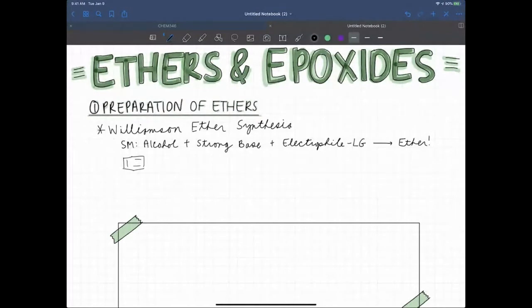I have this here. Okay, and a strong base is usually in the form of sodium hydride. This is not my first choice. I don't really like using this just because of personal preference, but feel free to just stick with this if you're already comfortable, right? So I have an alcohol right here, strong base, electrophile, and leaving group, right? So together they are gonna give me this product here.